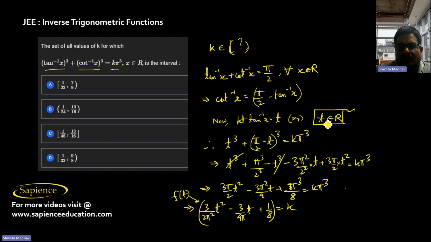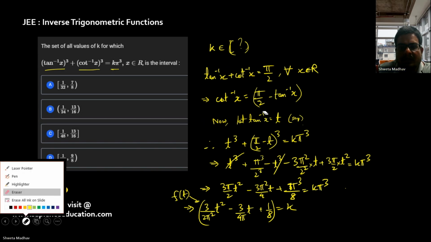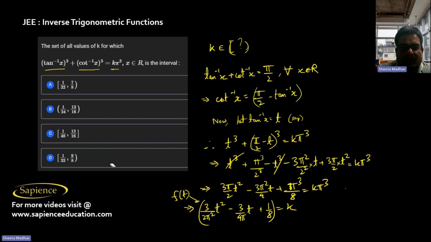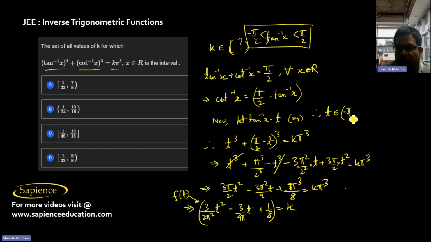So now the thing is that t will not belong to R. There is something wrong here. Since we know that we have to take the principal value branch of tan inverse x, tan inverse x will always be more than minus pi by 2 and less than pi by 2. So in this interval it will lie. Therefore the value of t will belong to the range minus pi by 2 to plus pi by 2.